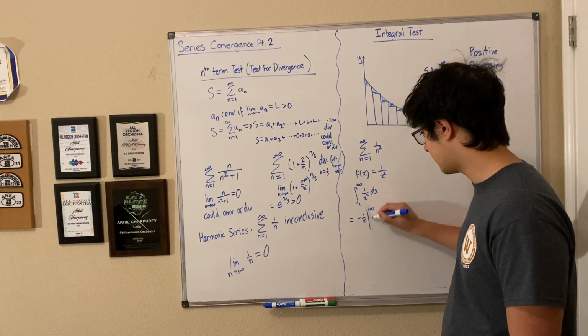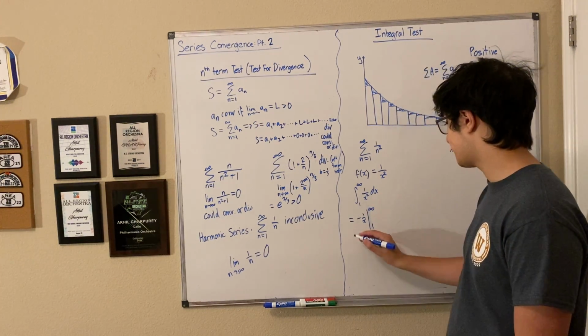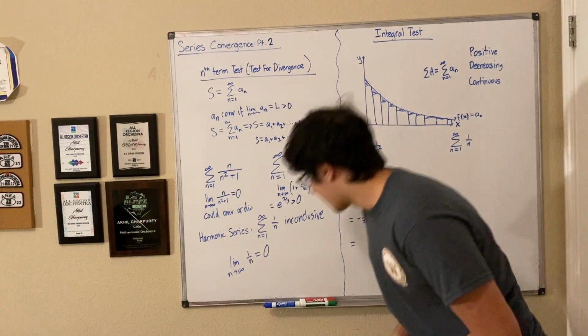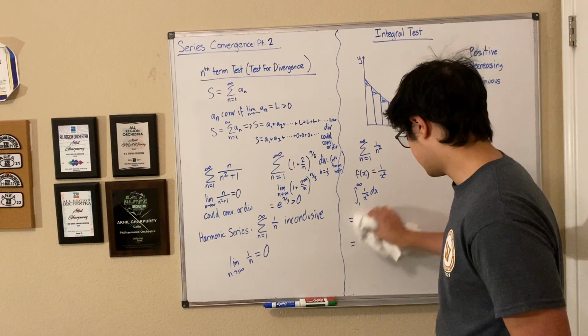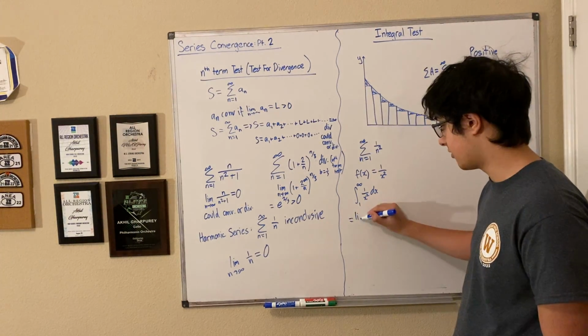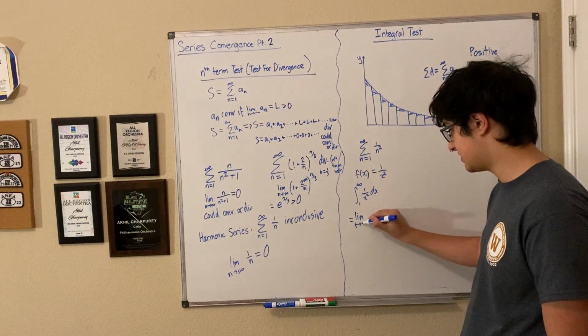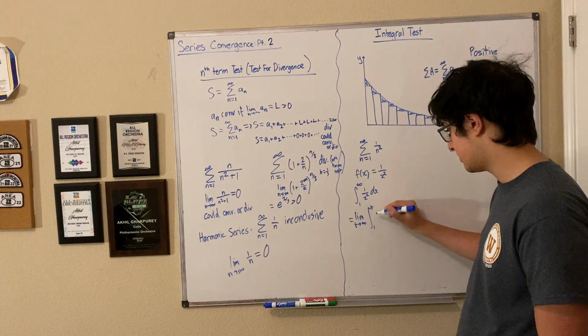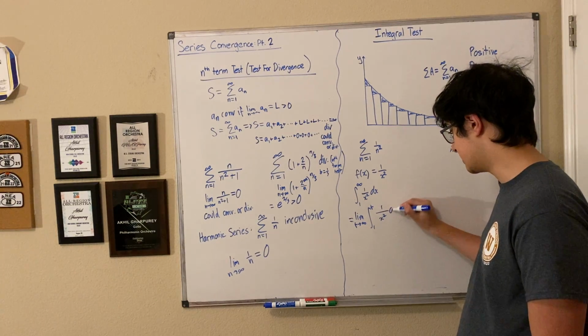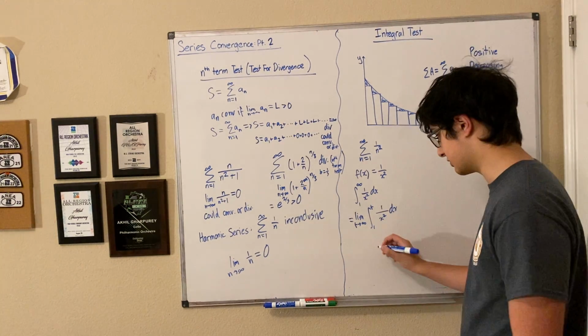Evaluated from 1 to infinity. And I should also clarify, before I do that, for notation purposes, this integral, it's more proper to write as a limit as t goes to infinity of the integral from 1 to t of 1 over x squared dx. This is just for proper notation purposes.